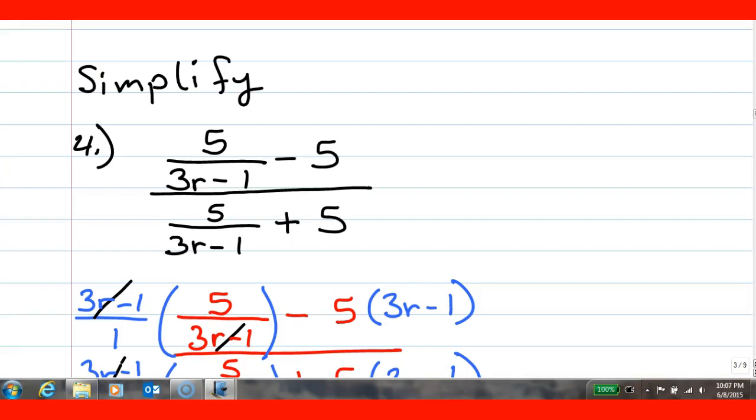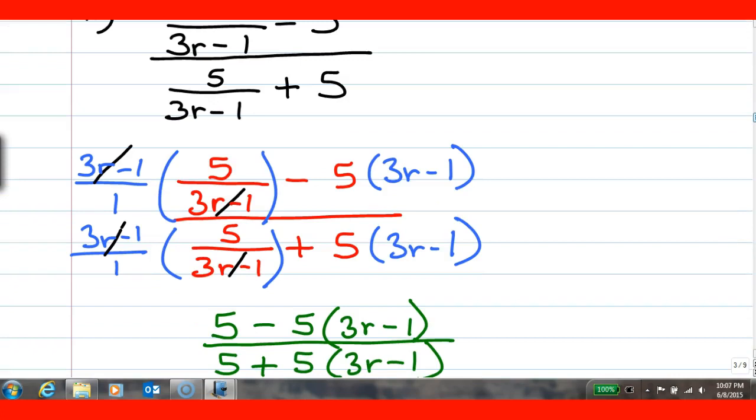Review of final assessment notation, continued. Number 4 has the instructions that read simplify. Number 4 is a 5 over 3r minus 1 minus 5, overall being divided by a 5 over 3r minus 1 plus 5.